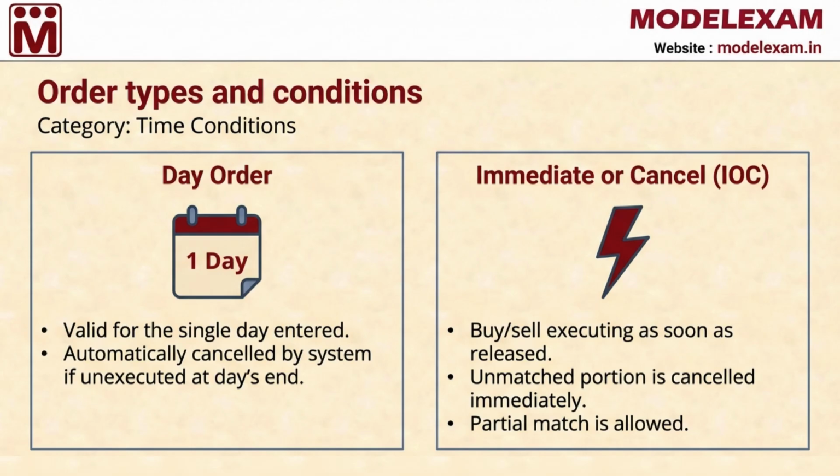When you are ready to place an order, you can set certain time conditions. For example, a day order is valid only for that single day and will be cancelled automatically if it is not executed by the end of the day. If you want something faster, you can use an immediate or cancel order. This order tries to find a match the moment it enters the system. If it cannot find a match immediately, the unmatched portion is cancelled right away.